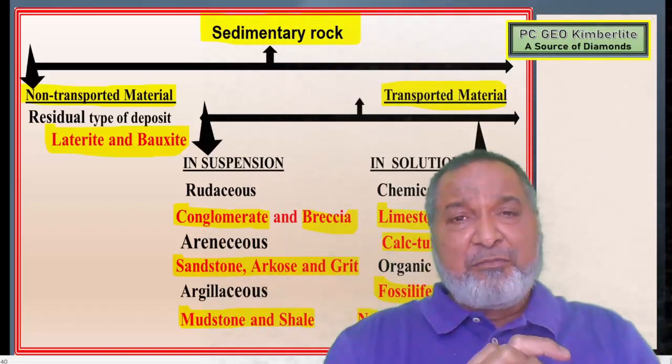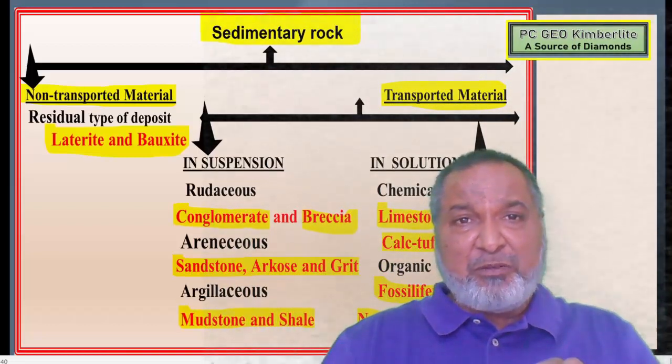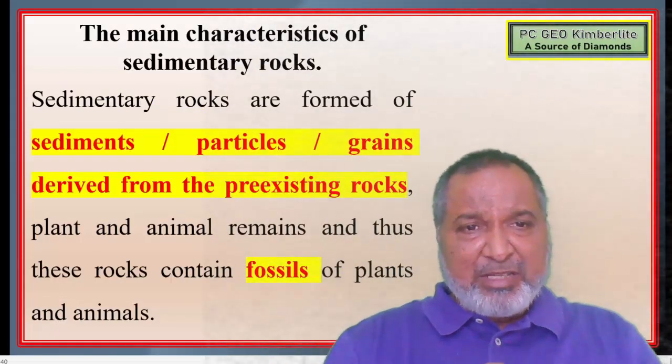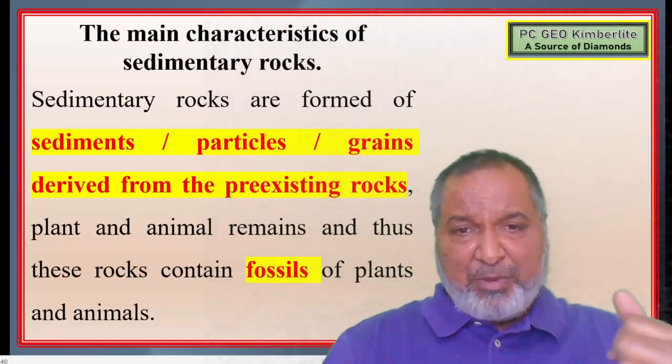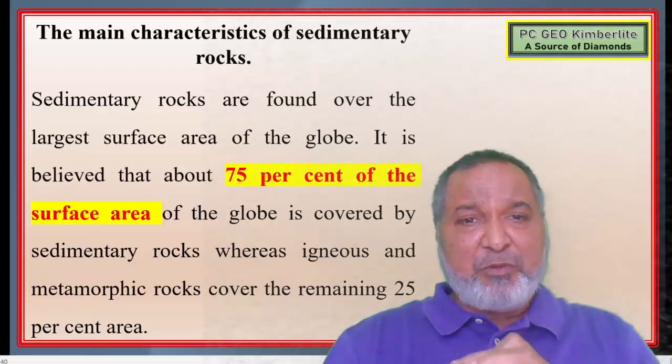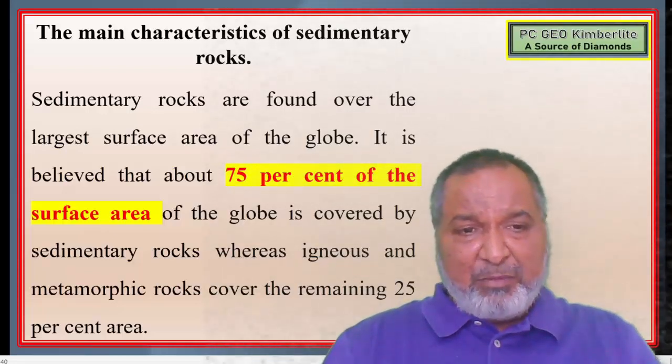So this is the way we are going to have the classification. Yes, that is what we have. The sediments, particles, gravel, what we are going to make out. Fossils will be there. 75% of the area will be covered.